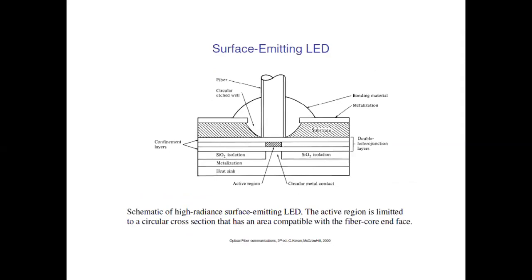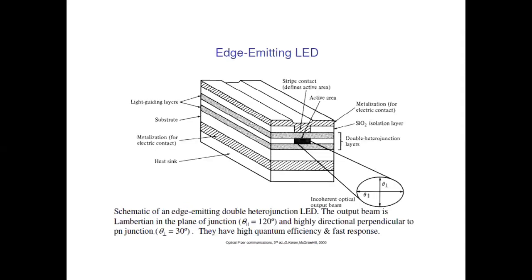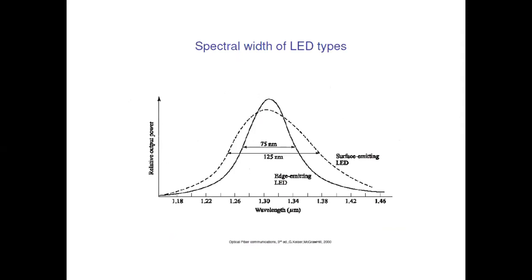The surface emitting LEDs basically have an active region limited to a circular cross section that has an area compatible with the fiber core or face. So we're talking about putting this LED into a fiber optic. Edge emitting LEDs are probably found most commonly. The output beam is Lambertian in a plane of injection and highly directional perpendicular to the p-n junction. They have a higher quantum efficiency and fast response. If we think about the spectral width of these two LED types, we find that the surface emitting LEDs have a higher width than the edge emitting ones.